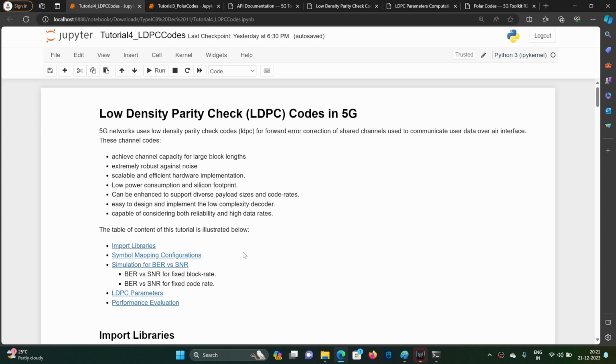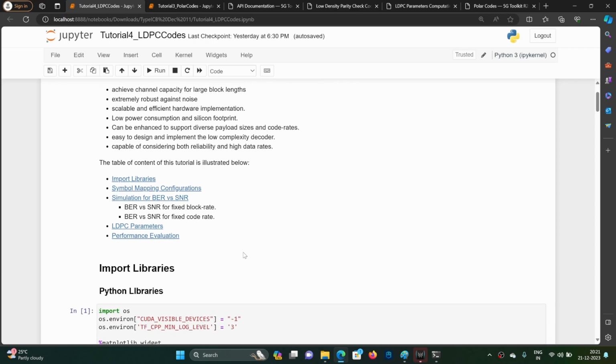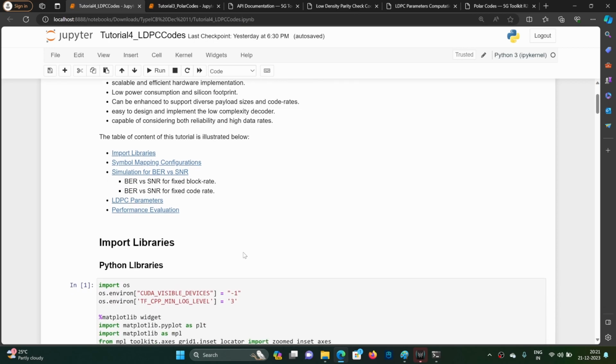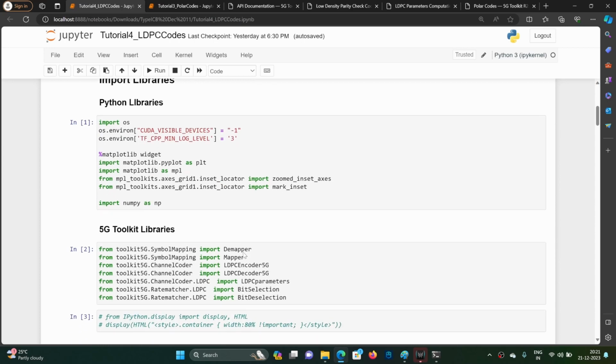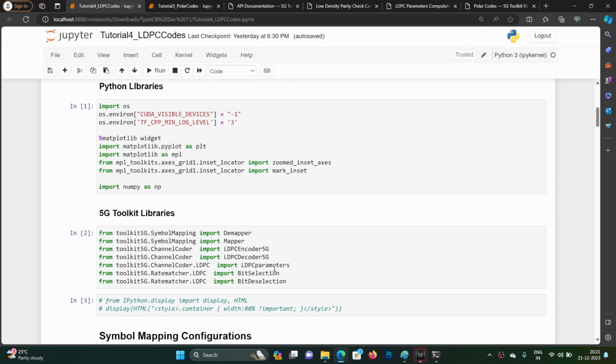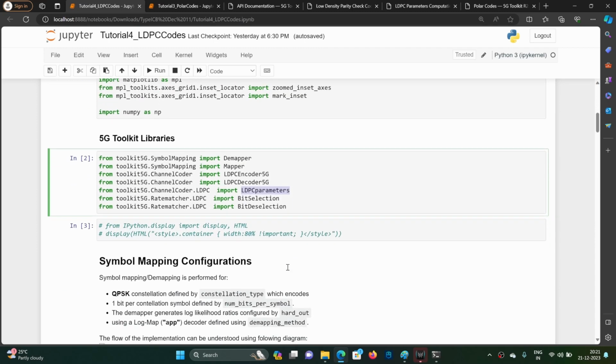So moving on, as usual we have imported the Python libraries, and if you can see over here, there's another interesting thing that is being done. What we are doing is importing something called LDPC parameter. Why is that so?